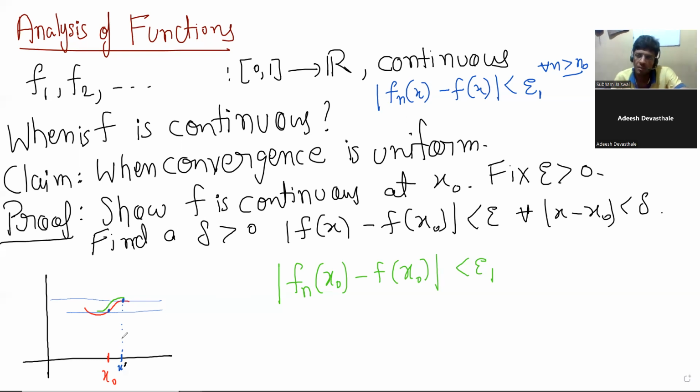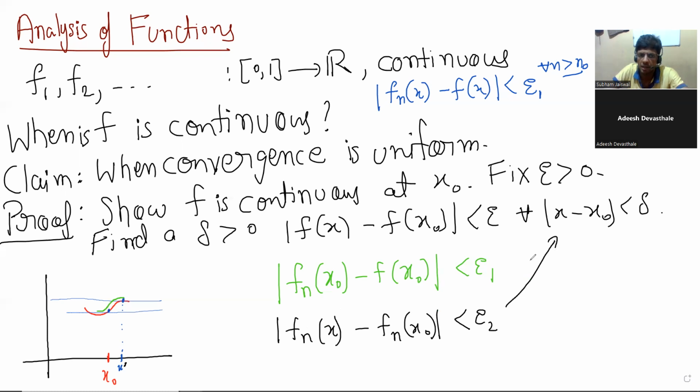fn is continuous, then |fn(x) minus fn(x naught)| should be less than a given epsilon 2, any epsilon 2, right? For all x in this delta. I mean, there is a delta, delta naught or delta 2 maybe. This delta we don't really know. We have not really found it, but we can use this.